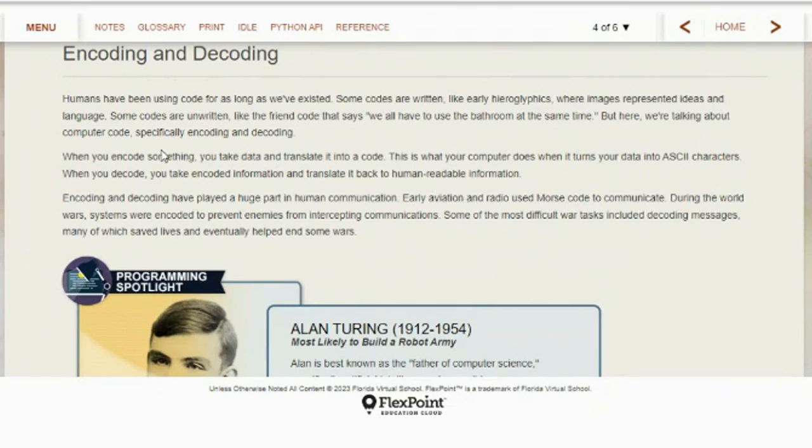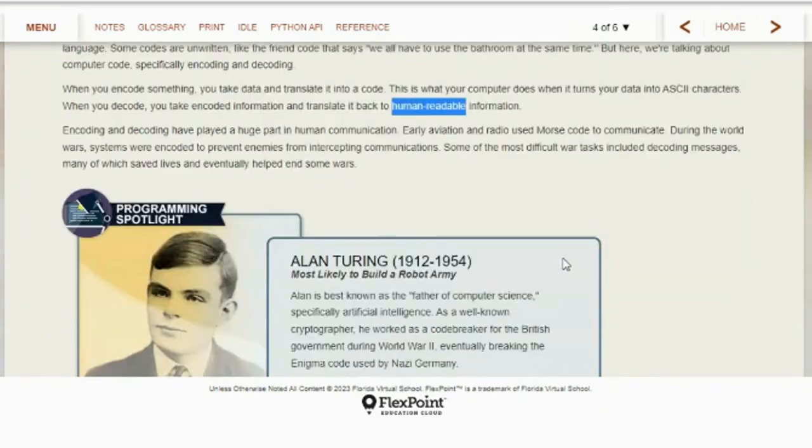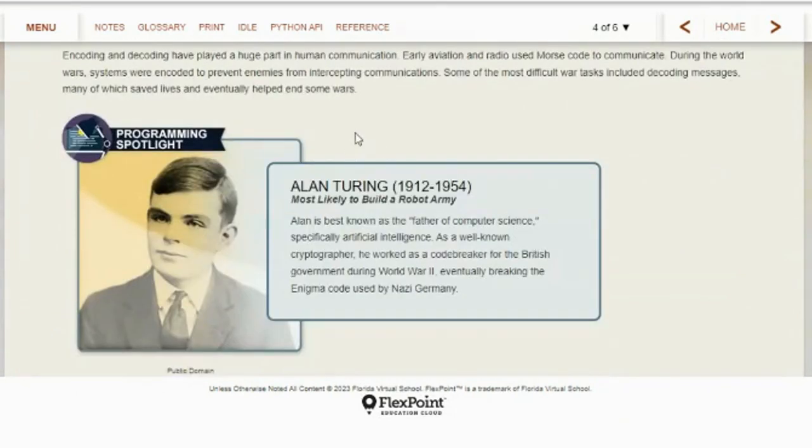But now we're talking about computer code, encoding and decoding. When you encode something, you take data and you translate it into a code. That's what your computer does when it turns your data into ASCII characters. That's encoding something. Now, decoding it is putting it back to where we can understand it, human readable info. When we decode something, you're decoding a secret message so you can read it. So it's a huge part of human communication.